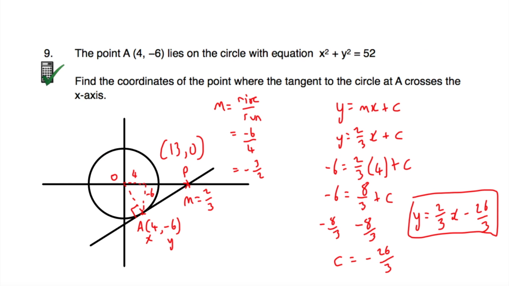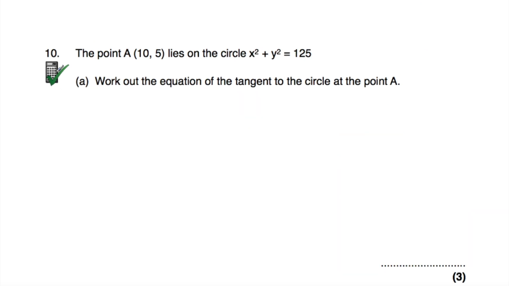Okay, let's look at our next question, question number 10. Question number 10 says the point A, which has coordinates (10, 5), lies on the circle x squared plus y squared equals 125. Part A says work out the equation of the tangent to the circle at the point A.